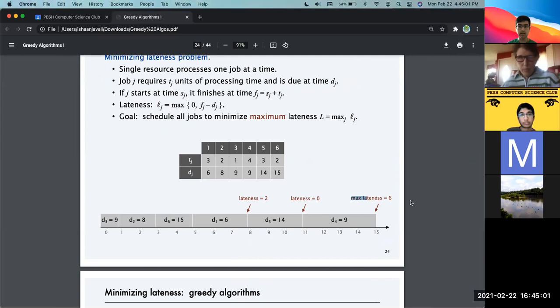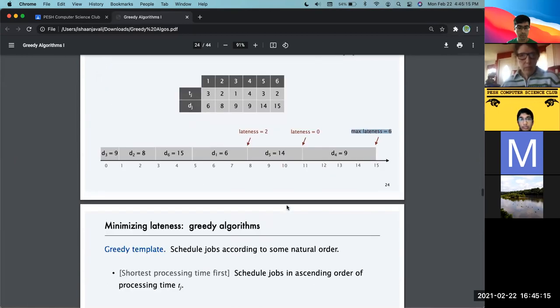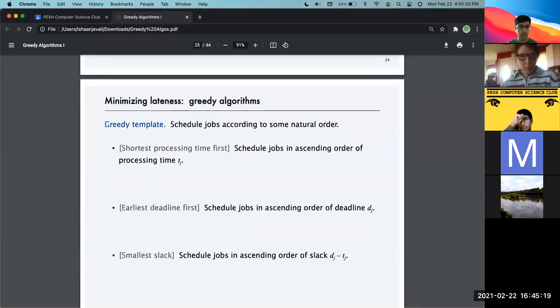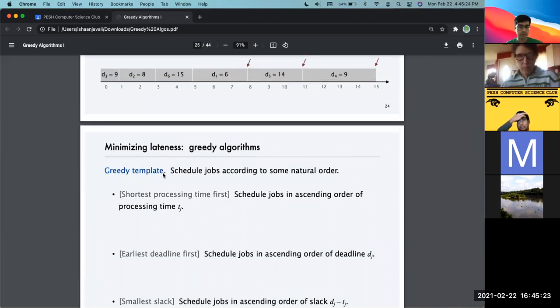And you can once again see how this is applicable. Maybe you have some homework assignments that take a certain amount of time to do, and they're due at certain times that you're also given. And you want to figure out which order to do the homework assignments in so that the maximum lateness is minimized. And once again, let's take a look at some possible ways to sort these intervals.